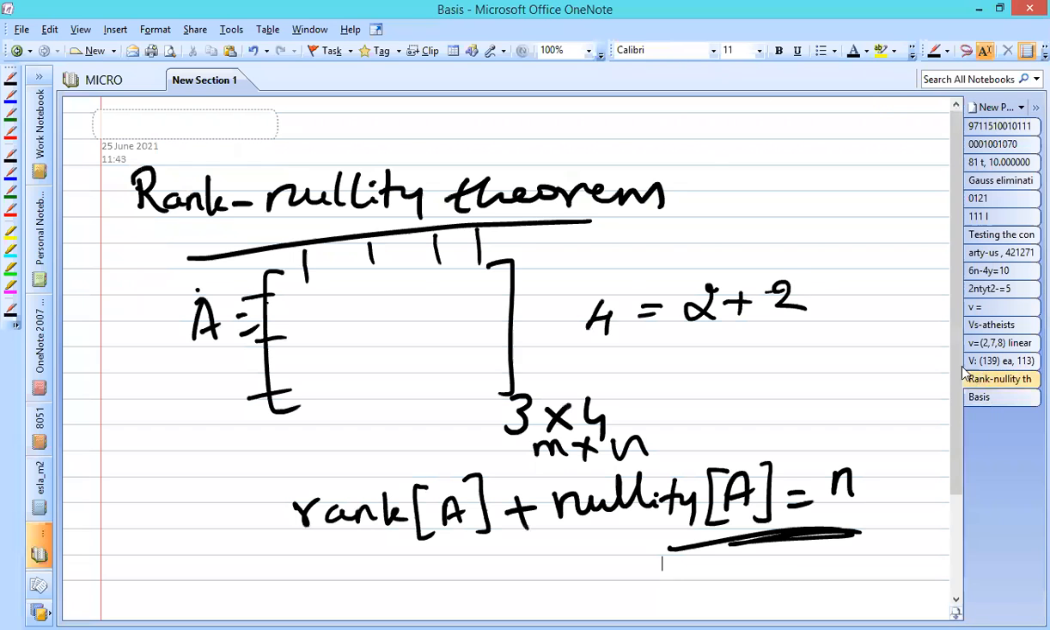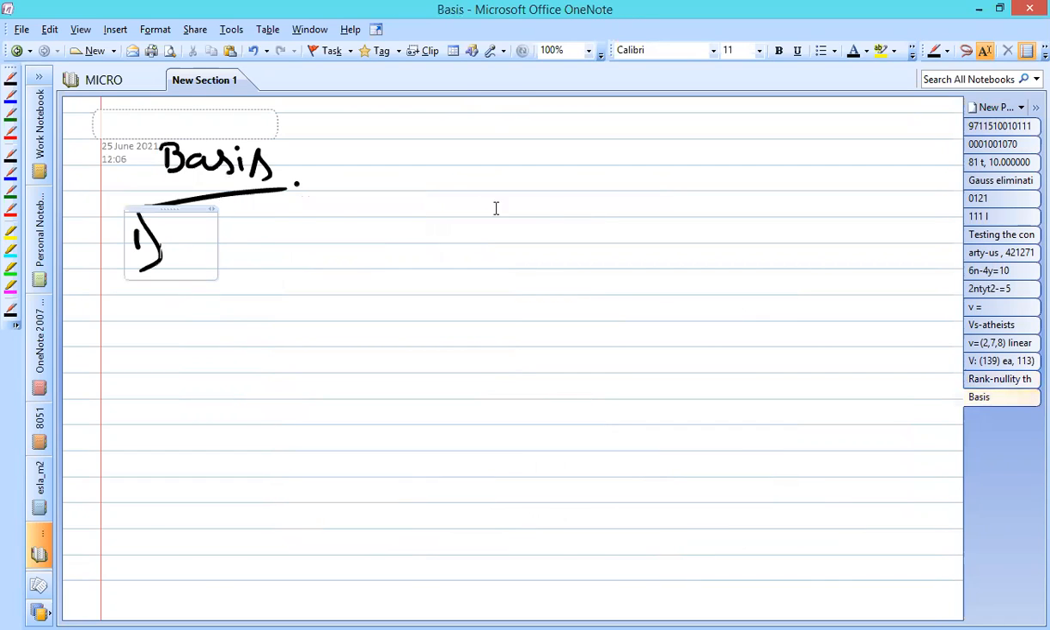Yes. So I'll just repeat the rank nullity theorem. The rank nullity theorem states that the total number of columns in a given matrix A is equal to the rank of the matrix A plus the nullity of the matrix A. And here we are going to solve some problems on that and the remaining topics.